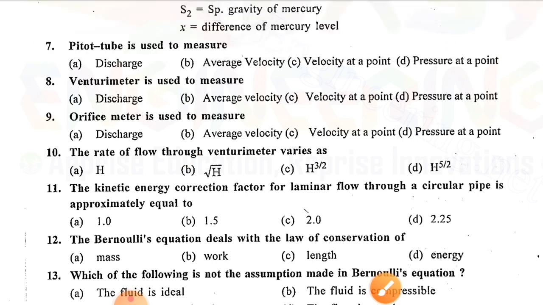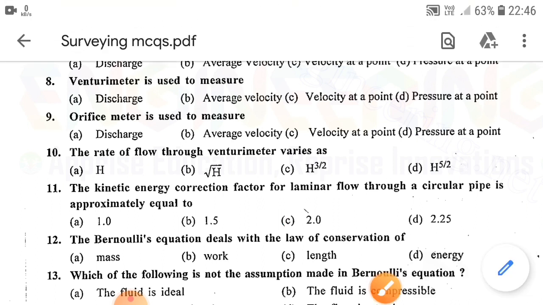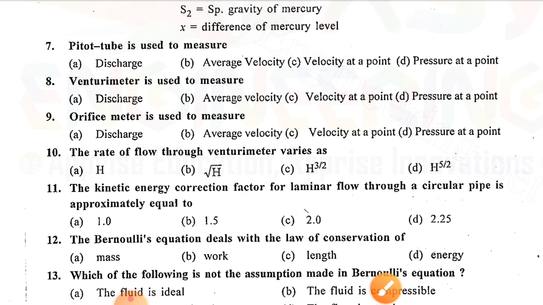Question number 11, the kinetic energy correction factor for laminar flow through a circular pipe is approximately equal to. Option C is correct, 2.0. Question number 12, the Bernoulli's equation deals with the law of conservation of. Option D is correct, energy.